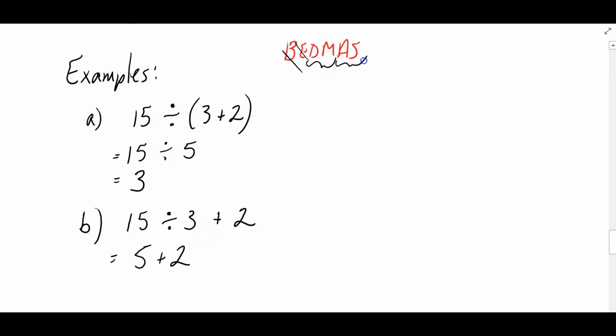And now we can do any addition or subtraction. So then we have an addition. So as you can see, this one with the brackets and this one without the brackets, they look very similar, but they yield different results. We must be careful with things like that.